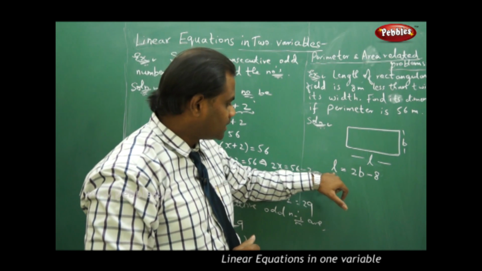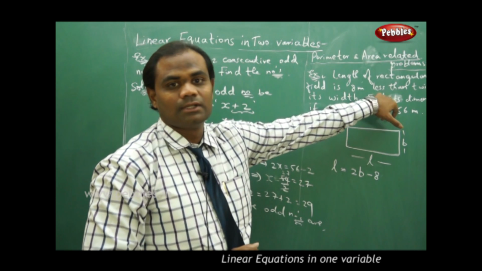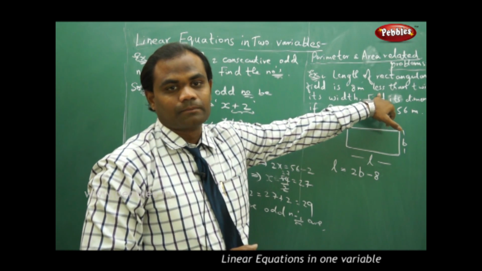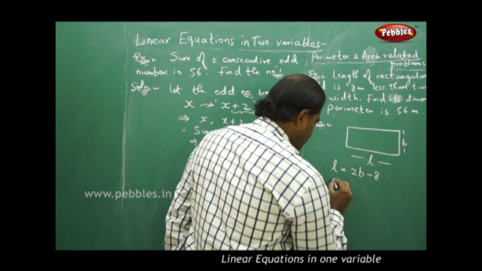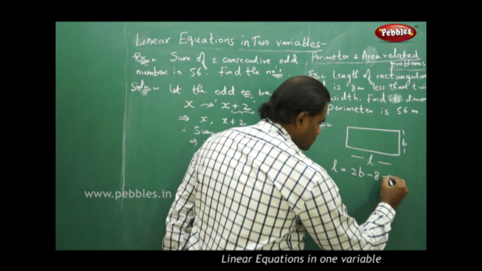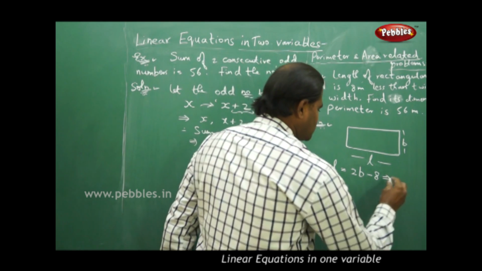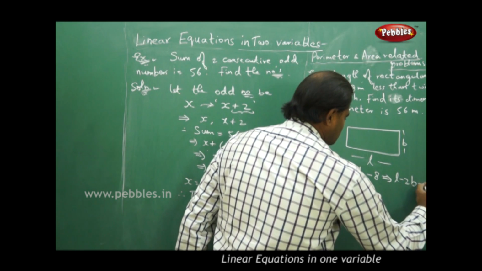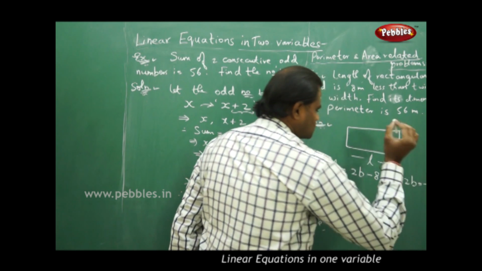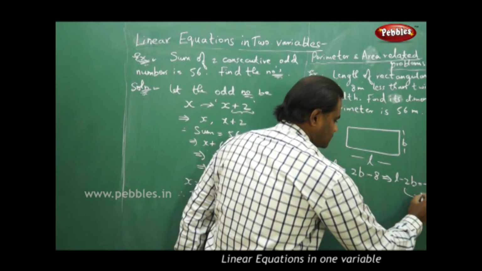So my length L related to B would be L equal to 2B minus 8, using this sentence of the word problem. Coming to the next, before that, let me arrange all L, B on one side and all the constants on the other side. So this is understood as L minus 2B is equal to negative 8. This is one of the equations which I have obtained from the first condition.